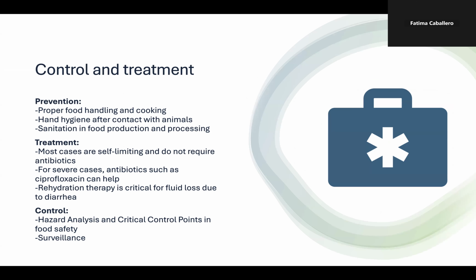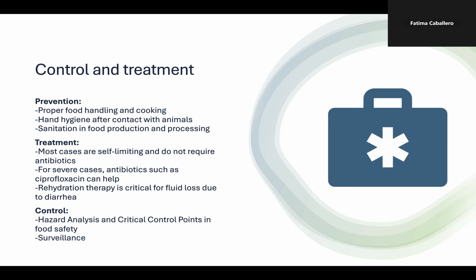Controlling Salmonella enterica really starts with prevention. One of the most important things is safe food handling. This means cooking meats like chicken all the way through and avoiding cross-contamination when preparing food. It's also important to wash your hands after handling raw meat or being around animals, especially for people working in food production or agriculture. In food processing plants, good sanitation is key.